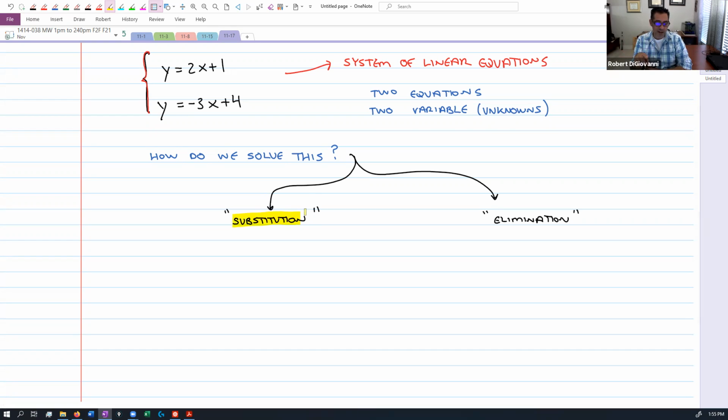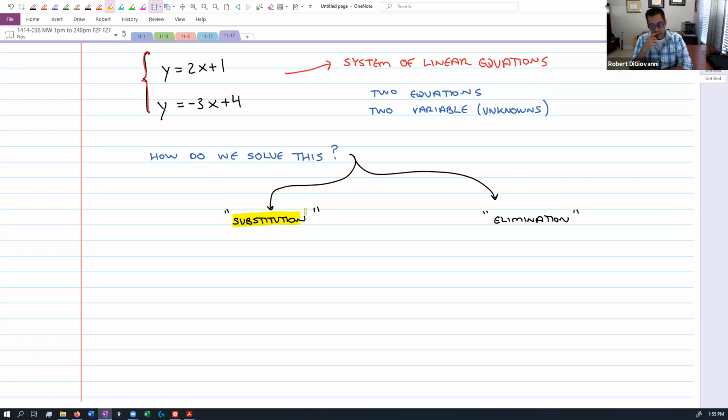The problem with that is when you get to three equations and three unknowns, or four equations and four unknowns, substitution is terrible. It's not the way to go. Elimination is more powerful. So although substitution might be nice, you might like it, please keep yourself open to elimination, all right? So here we go.